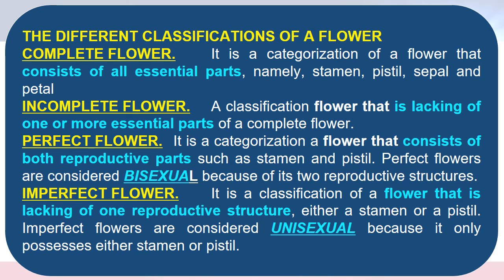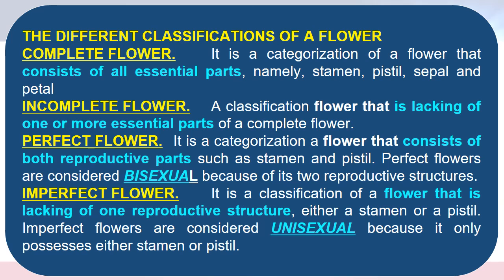Let's now move on to the different classifications of a flower. A flower can be either complete or incomplete. A complete flower is one that consists of sepals, petals, stamens, and pistil, or the four major parts of a flower. On the contrary, an incomplete flower is one that lacks one or more of these structures.